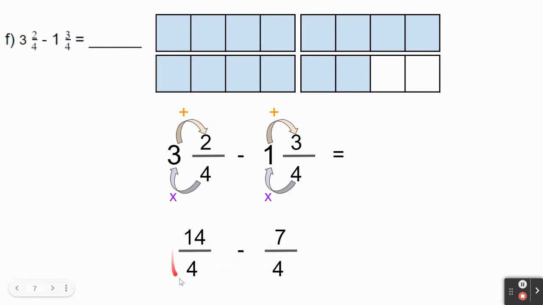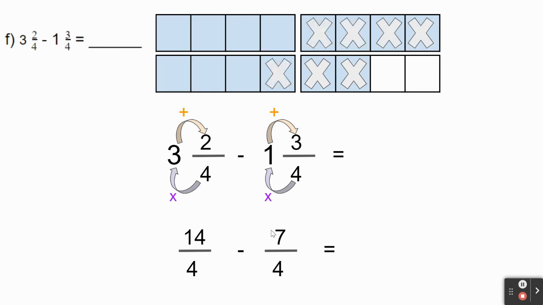So this is saying 14/4, that we have a total of 14 parts shaded, and each whole is made up of 1, 2, 3, 4 parts. We are subtracting 7/4, so we need to cross off 7 shaded parts. We're going to do that here. 1, 2, 3, 4, 5, 6, 7. If we look at our visual model, we can see that there are still 1, 2, 3, 4, 5, 6, 7 parts shaded. So 14/4 minus 7/4 is equal to 7/4.